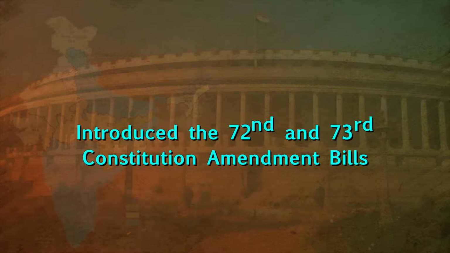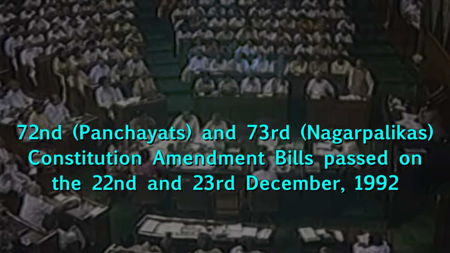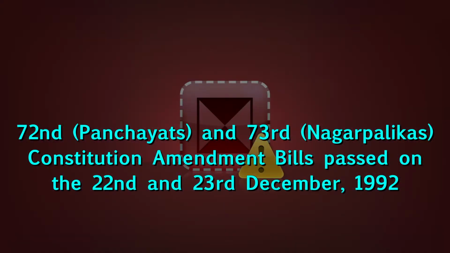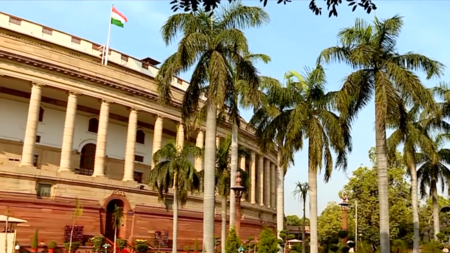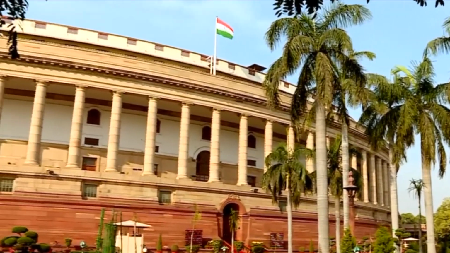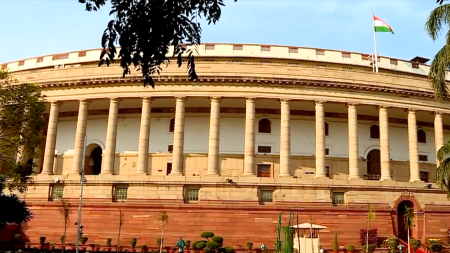Prime Minister P.V. Narasimha Rao introduced the 72nd and the 73rd Constitution Amendment Bills based on the bills moved earlier. The Lok Sabha and the Rajya Sabha passed both the bills on the 22nd and 23rd December 1992 respectively. By the time the Parliament passed the two bills, their sequence changed to 73rd and 74th respectively.